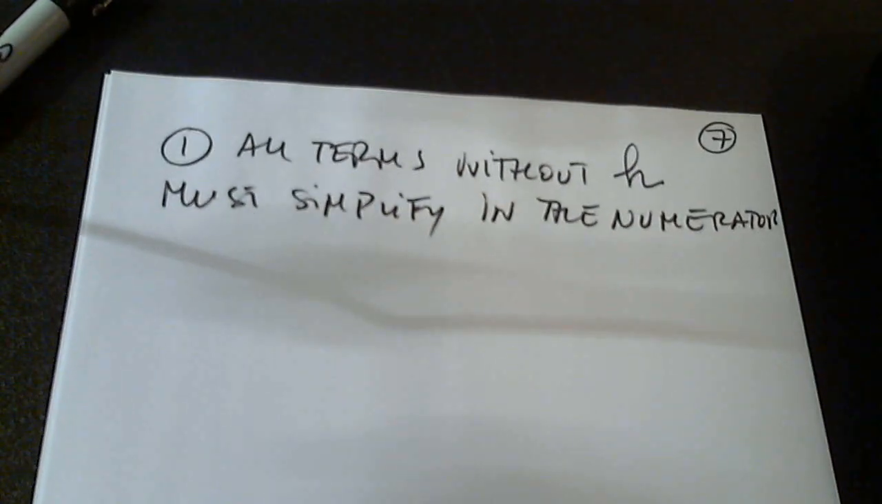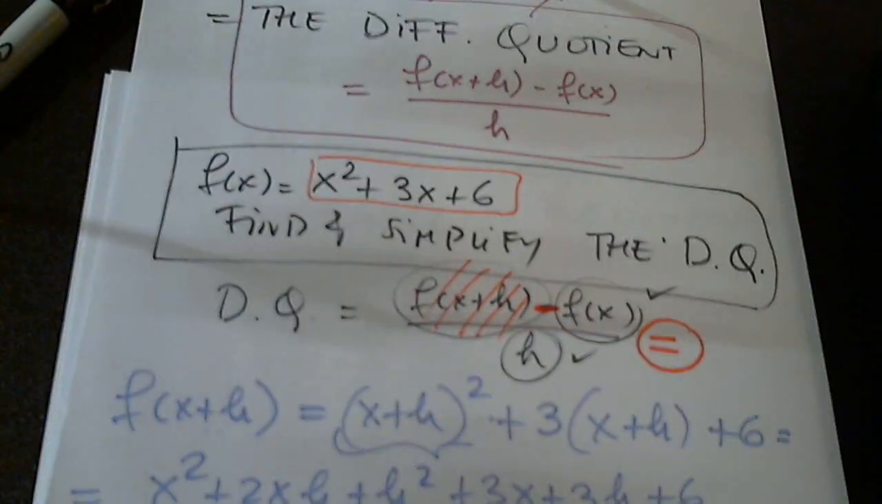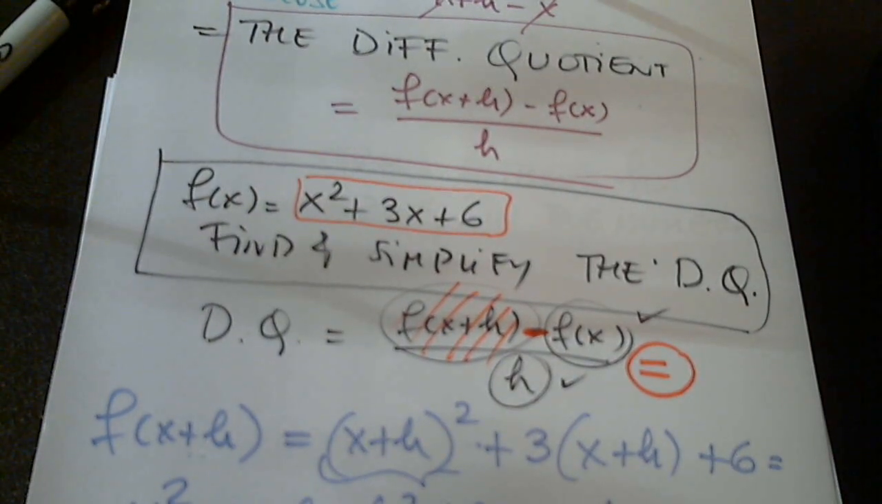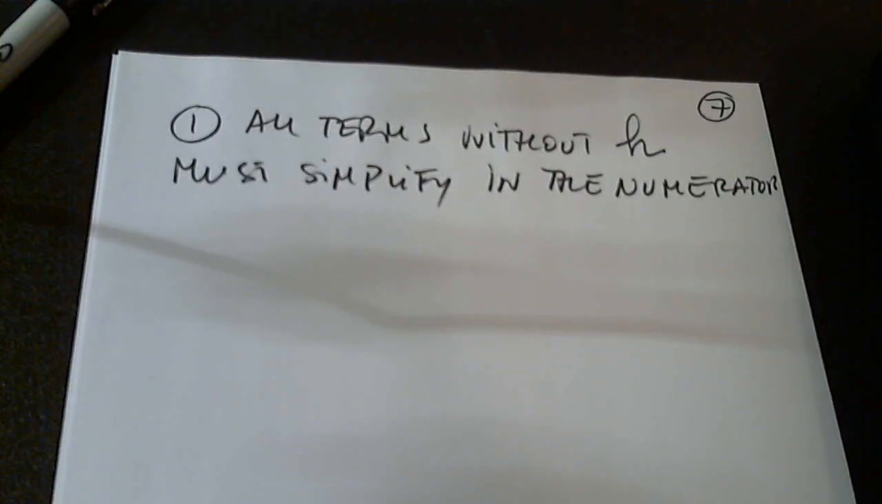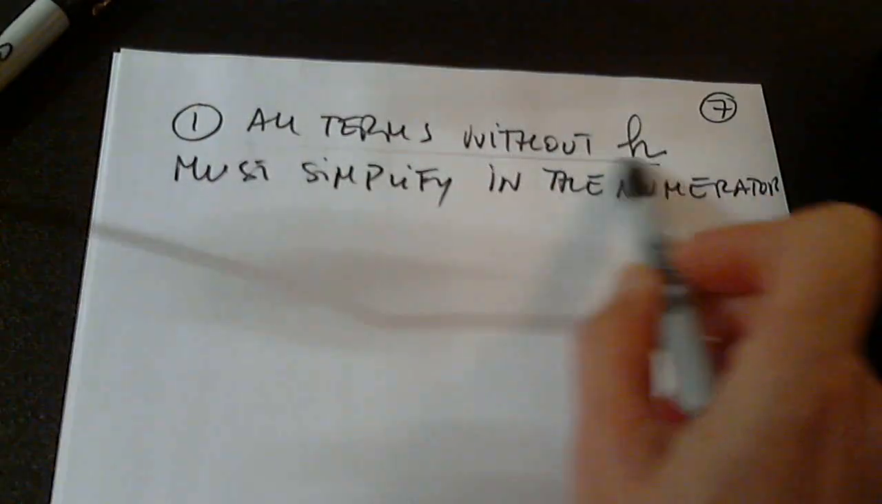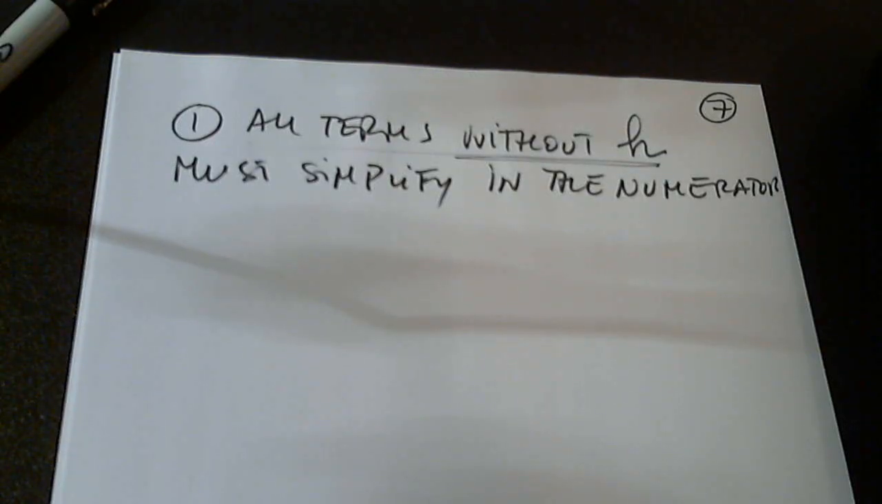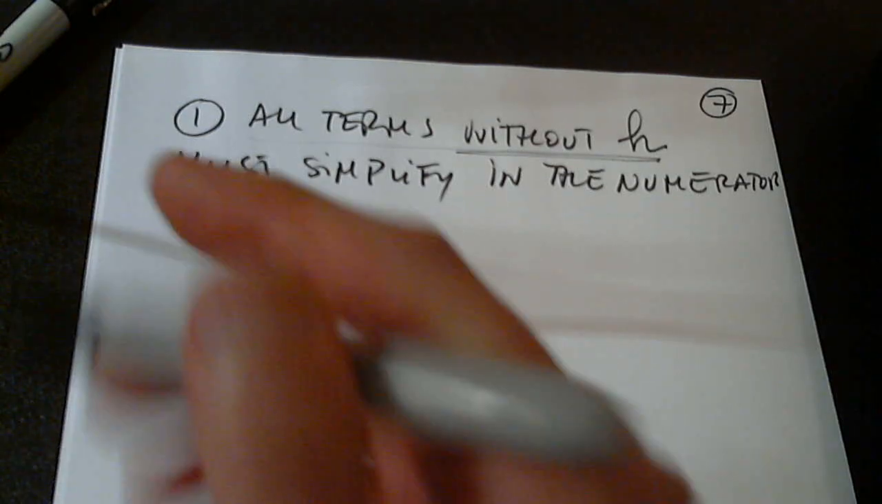regardless of the function. No matter what the function is, quadratic, rational, cubic, whatever, at the top of the difference quotient, all terms without h must disappear. Sometimes more than just those terms will disappear, which is fine. But all terms without h must disappear. If they don't disappear, something is wrong and I can't continue. So this is note number 1.